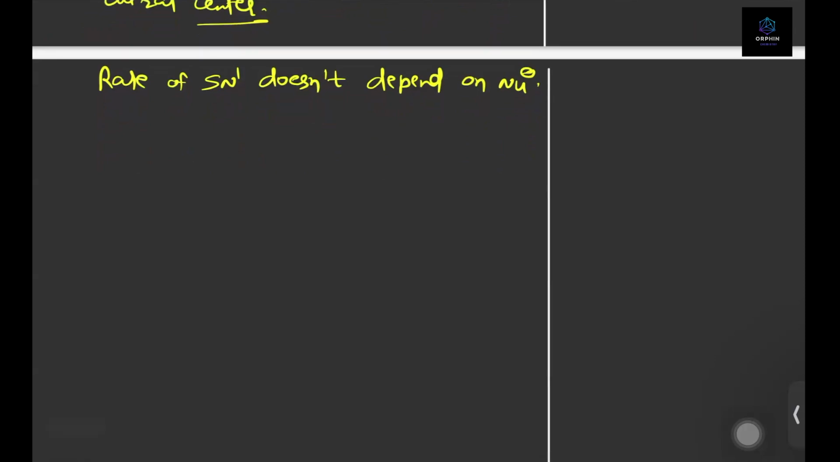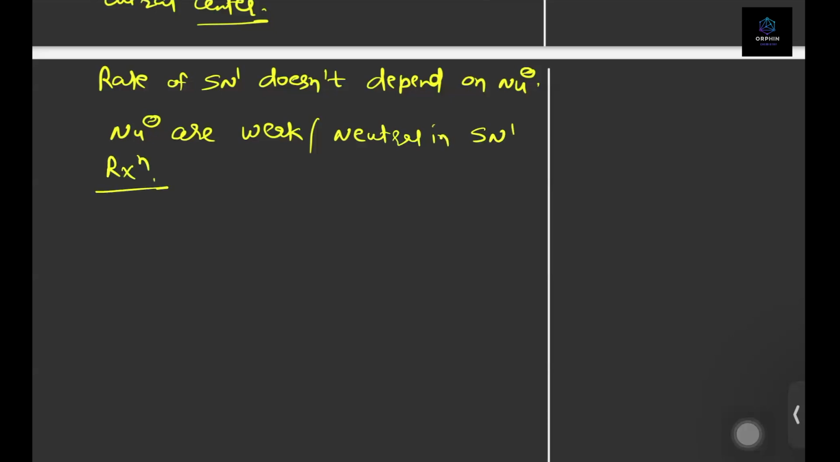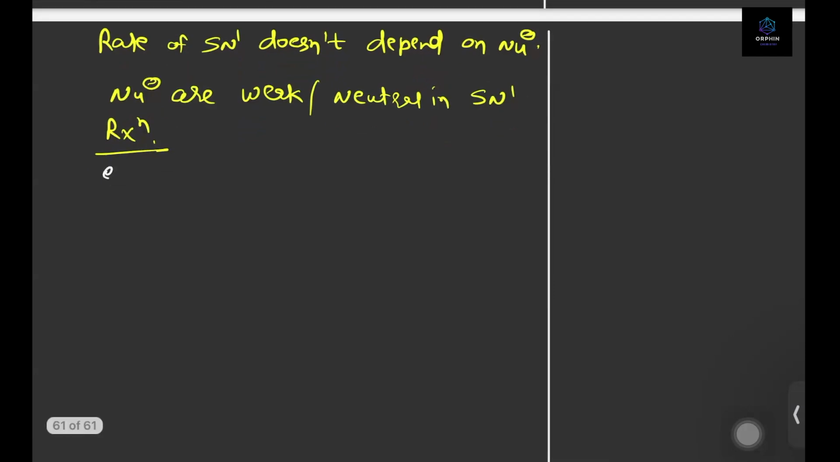So generally, nucleophiles are weak or neutral in SN1 reactions. These are the keys to identify a reaction as SN1 or SN2. For example, in SN1 you will see the nucleophile as neutral, for example water, ammonia, or ROH. These are neutral nucleophiles that we will see in the case of SN1.